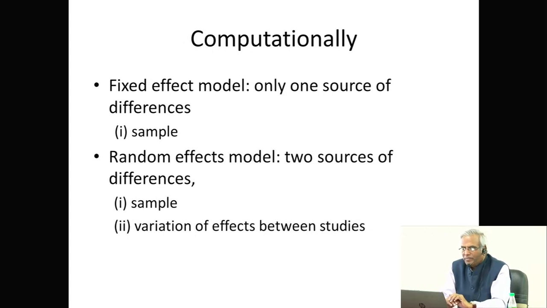But computationally, as I told you, the difference is only in the denominator of the weighting, which is the inverse of the variance. Variance is different. In fixed effect model, only one source of variance is there, which is the sample. In random effects model, it is the sample, which is the intra-study variation. Intra-study variation comes from the sample. So intra-study variation as well as inter-study variation, both are given weightage in random effects, whereas in fixed effect, it's only the intra-study variance.